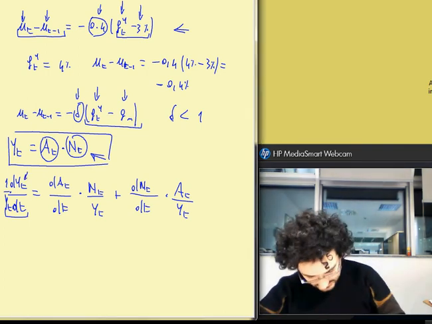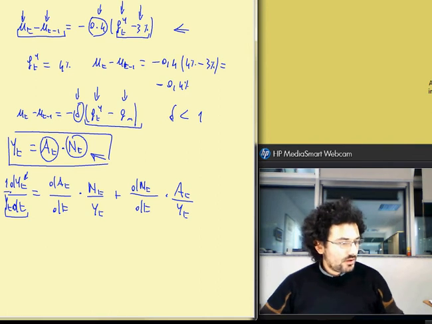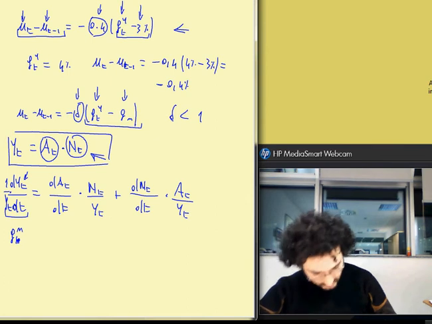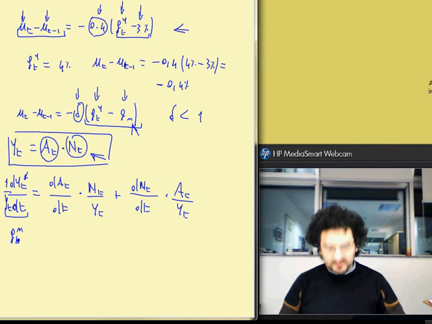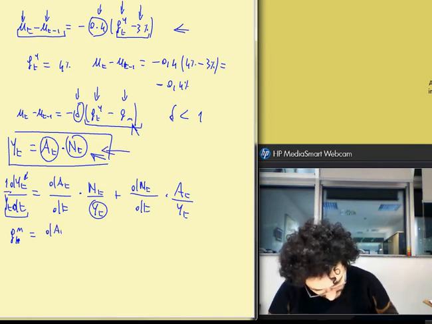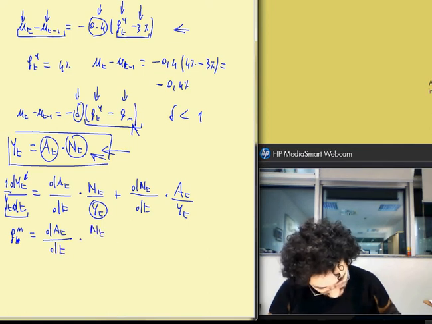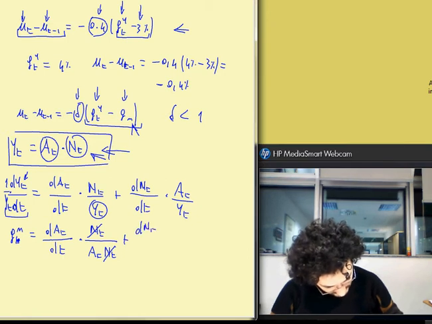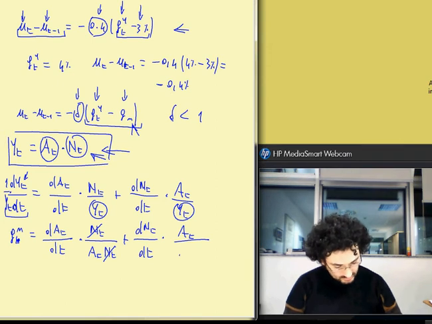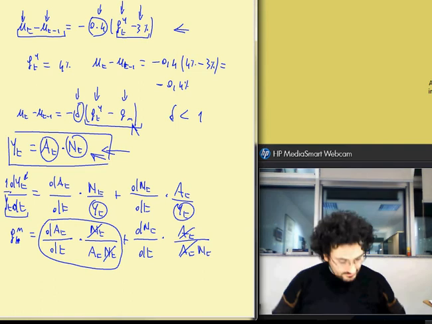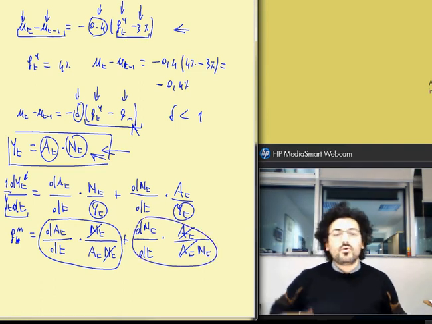This first term is the rate of growth of GDP, the actual potential rate of growth. We can call it g_N, as in the generic Okun expression. Now, the second term we can rewrite, according to this formulation: dA_t/dt times N_t over A_t N_t, so we can simplify this, plus dN_t/dt times A_t, and again we can substitute this expression A_t N_t and simplify. This is the rate of growth of technology or productivity, and this is the rate of growth of the labor force or population rate of growth.